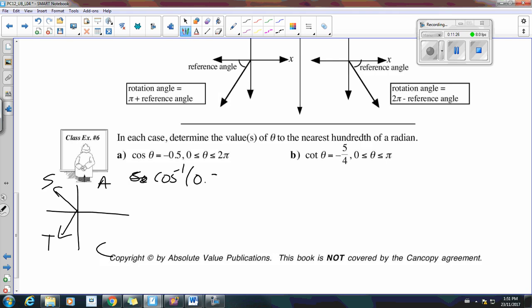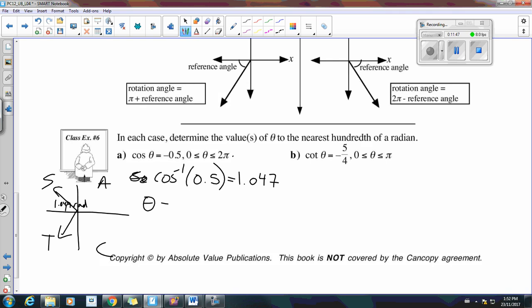We're going to type in cos inverse of 0.5. Make sure you're in radian mode now because we're asked to answer between 0 and 2 pi, so that means we're considering all 4 quadrants. When we type that in, we now get a reference angle of 1.047. So that tells us that this angle is 1.047 radians.